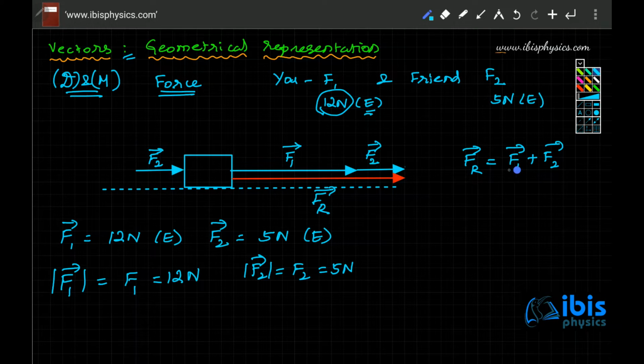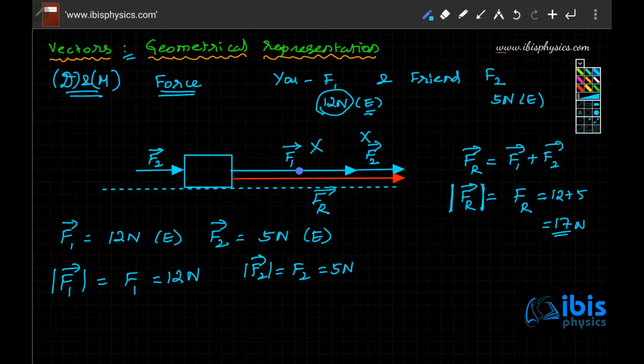Okay, so now FR is the resultant vector. After calculating the resultant vector, you can remove these two vectors and use only one vector, which is the FR vector, the sum of these two vectors. The effect of these two vectors put together is equal to F1 vector plus F2 vector. The modulus, which means writing the vector within two parallel lines, comes out as simply FR. FR will be equal to F1 plus F2, which is just 12 plus 5, equal to 17 Newton.